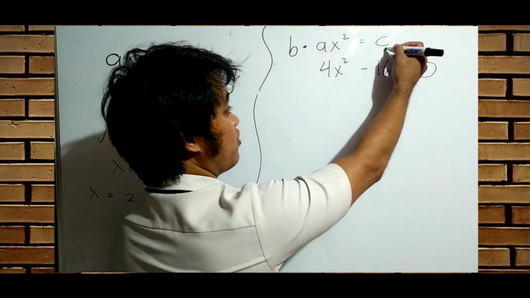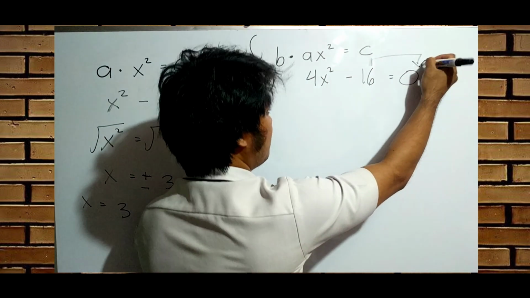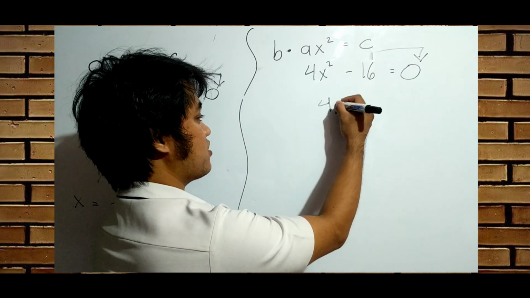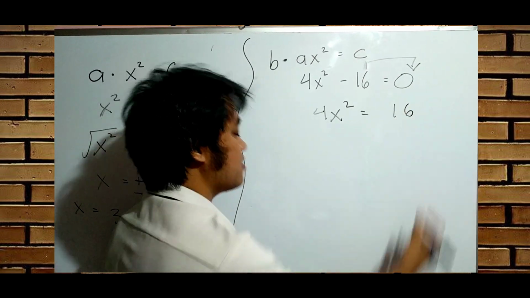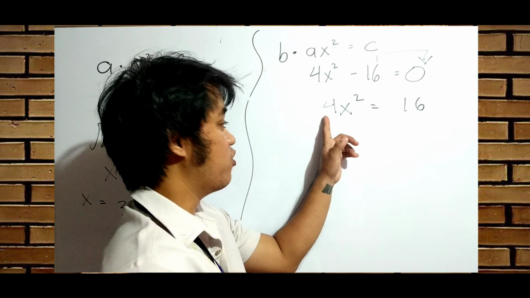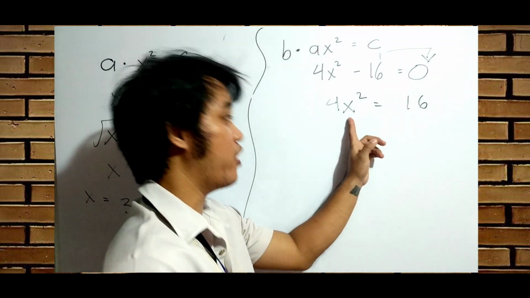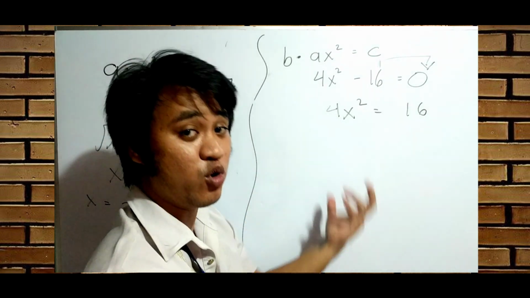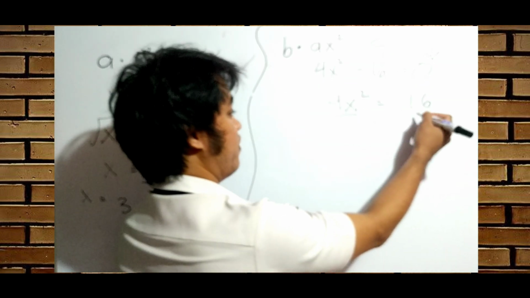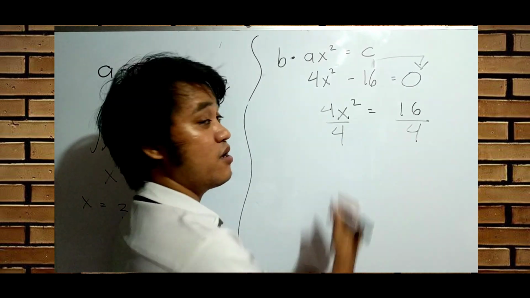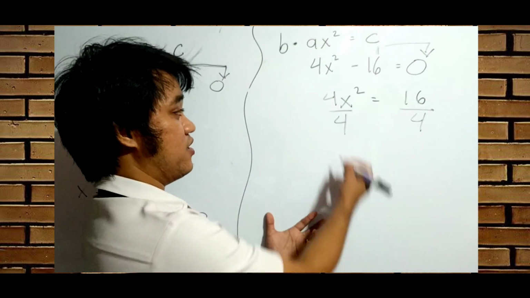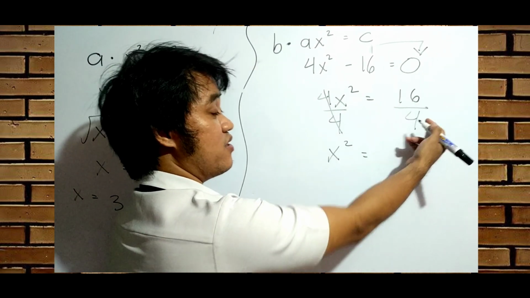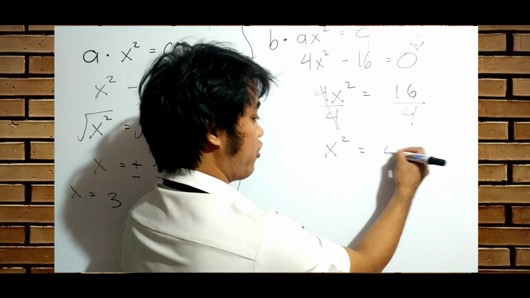So first, again, we transpose negative 16. From negative 16, it will become positive 16. So we have 4x squared is equal to positive 16. Now, take note, we have the numerical coefficient for your x squared. So you need to eliminate first your numerical coefficient before we go to our square root. So we divide both sides by 4 using the multiplication property of equality. So we cancel this out. So we have now x squared is equal to 16 divided by 4. So we have now 4.